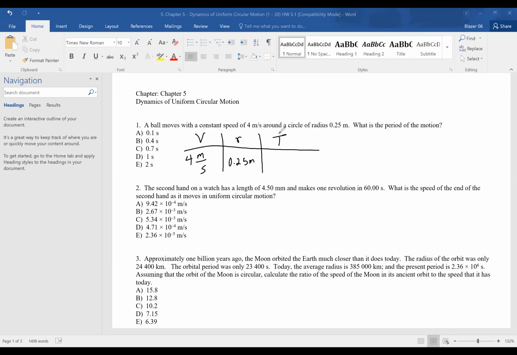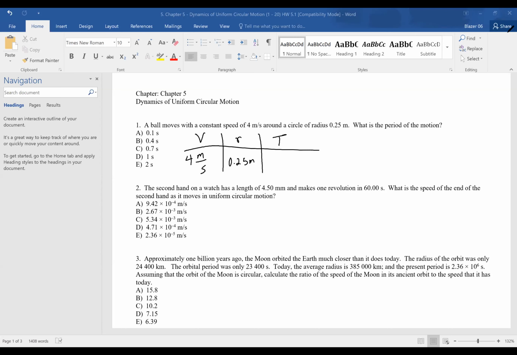No one has the answer? Is it B? I haven't solved it myself. Give me just 1 minute. Okay, I got 0.39. All right, let's see what someone said.